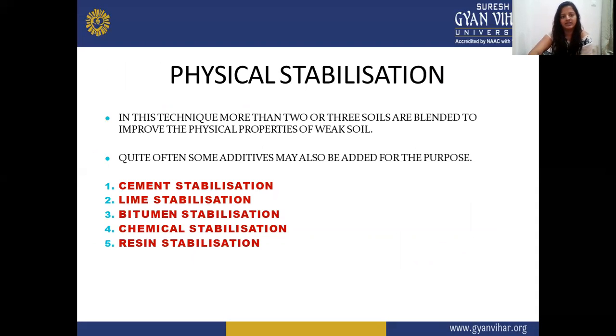With physical stabilization, in this technique, two or three soils are blended to improve the physical properties of weak soil. Quite often, some additives may also be added for the purpose. So, besides physical stabilization, we have cement stabilization, lime stabilization, bitumen stabilization, chemical stabilization, and resin stabilization.